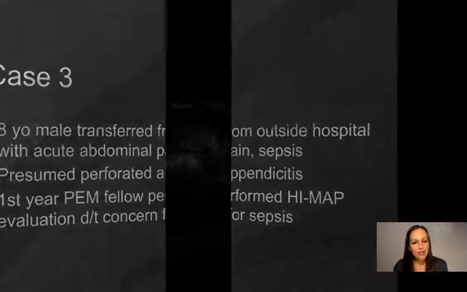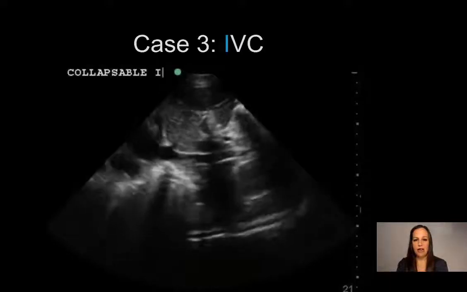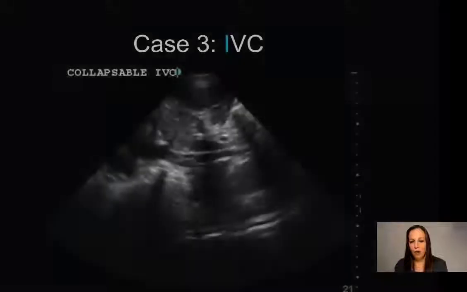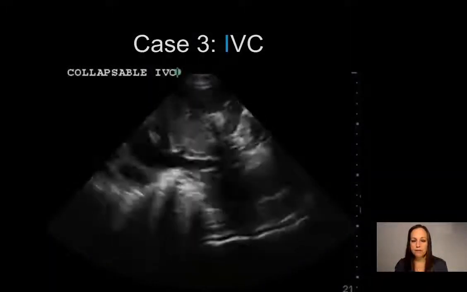So I'll come back to H. Initially, we should start with the H, but I don't want to give it away. So we're going to move on to the inferior vena cava, I. We can look here at the inferior vena cava. The walls collapse more than 50%. So this patient is losing fluid somewhere and needs fluid.